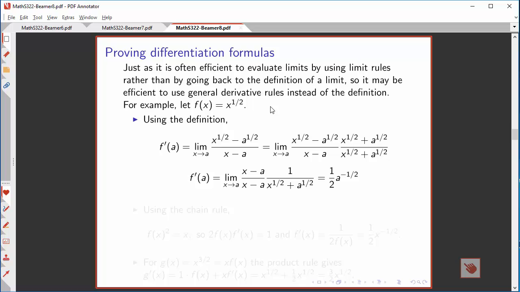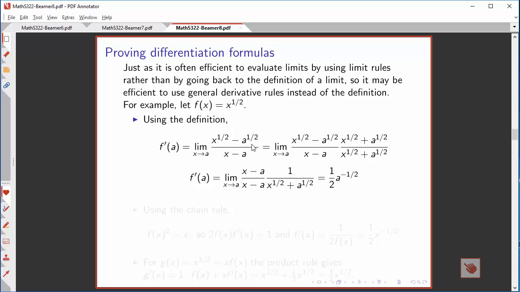A key part of most calculus courses is proving differentiation formulas. And you'll recall that with limits of sequences, we could either do these formal proofs involving epsilons and finding a big N that does the job, or we could use limit rules for limits of sequences. Same thing was true for limits of functions, and the same thing is true for derivatives also. It's kind of fun to go back to first principles. Here's an example. Suppose we want the derivative of the square root function.